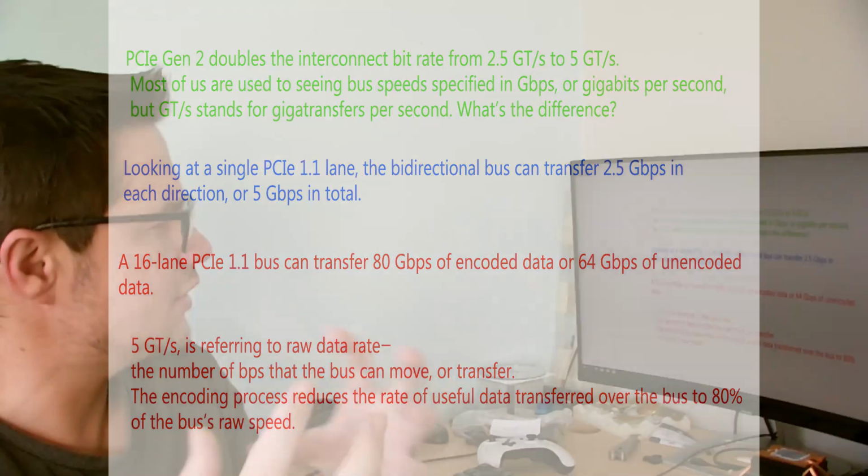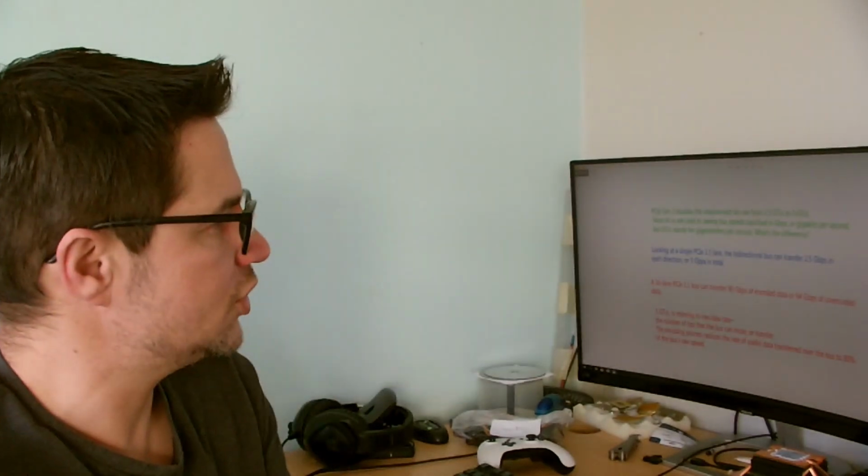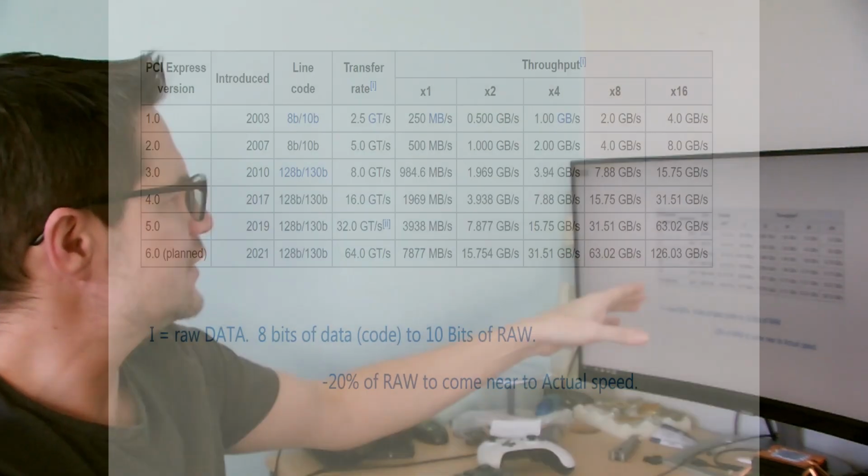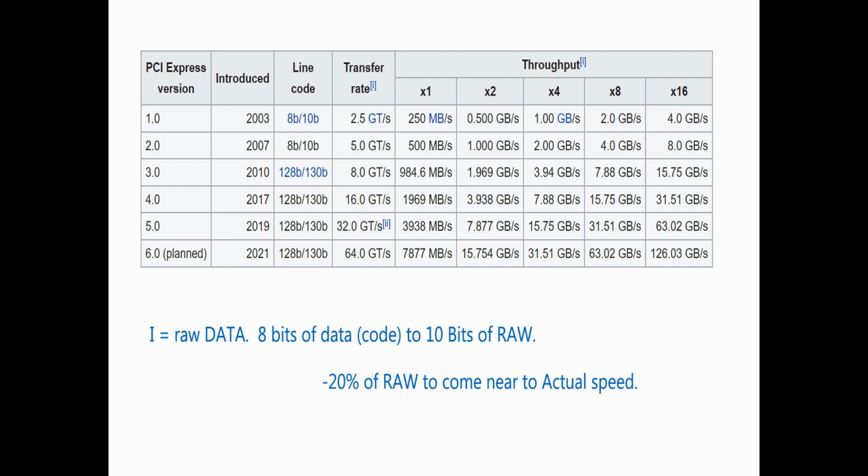So the encoding process is going to reduce the bus down to probably 80% anyway, just on overheads, but that's obviously a completely shared system. So on this PCI Express, we actually see the actual data in terms that we're probably more familiar with. Now here we go.